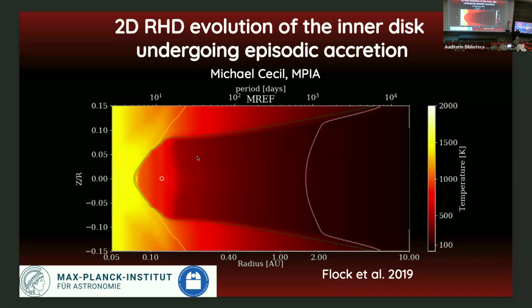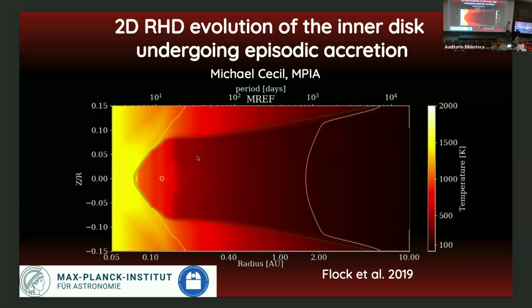the inner disk regions. So the regions we are interested in can be seen in this plot here. We're starting at about 0.05 astronomical units, going out to about 10 AU. And we do this in the context of two-dimensional radiation hydrodynamic simulations in an axisymmetric fashion. And we resolve the vertical structure of the inner disk.